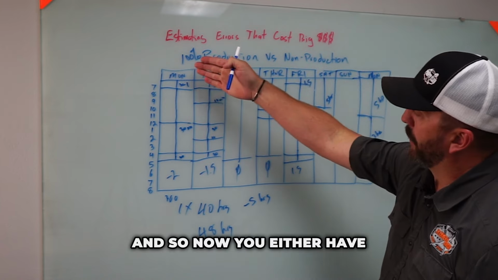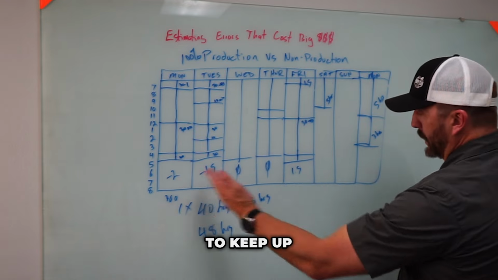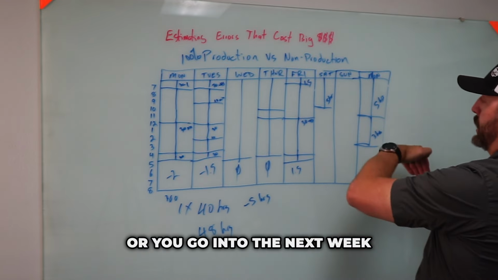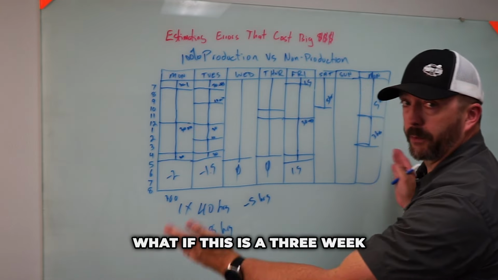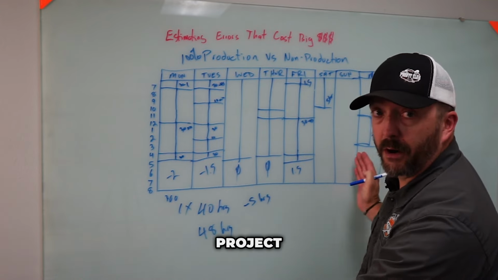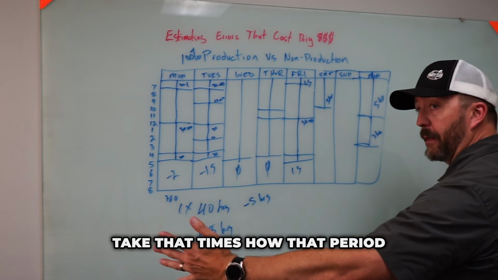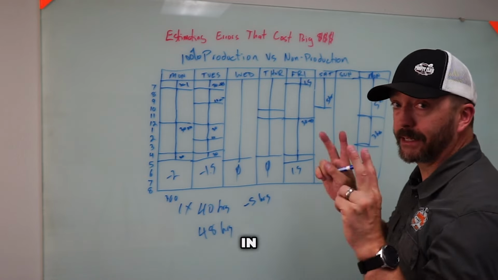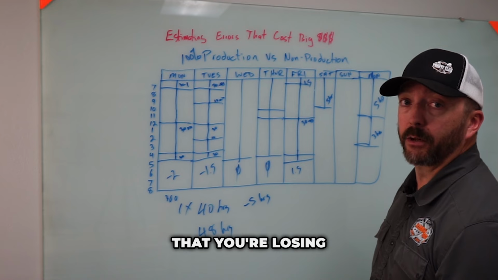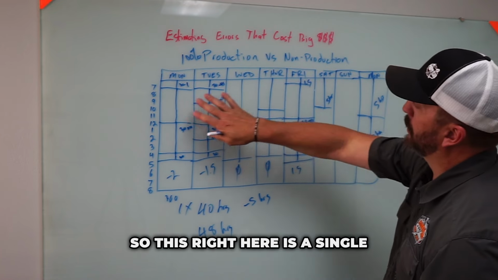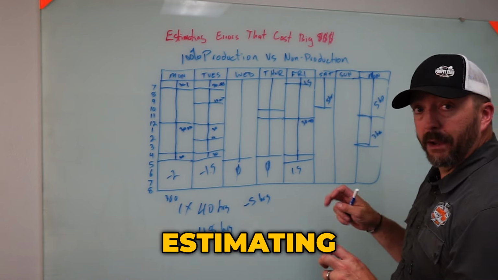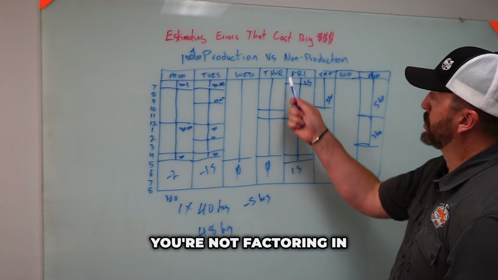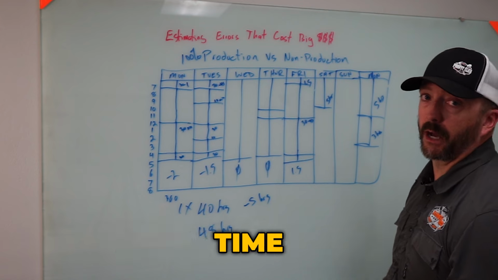And so now you either have to work 12-hour days to keep up, right? Or you go into the next week. Now, what if this is a 3-week project? What if it's a 3-month project? Take that times that period, and that's how much money in time, non-productive time, that you're losing. So this right here is the single biggest thing that costs you big money when you're estimating, because you're not factoring in non-production time.